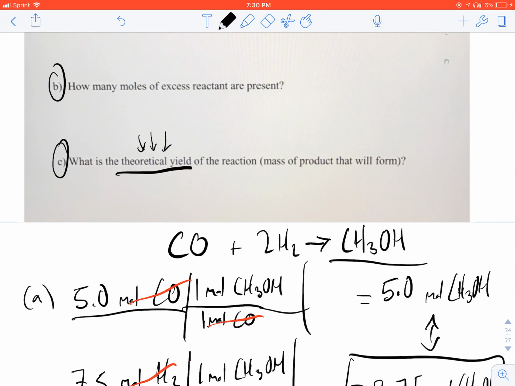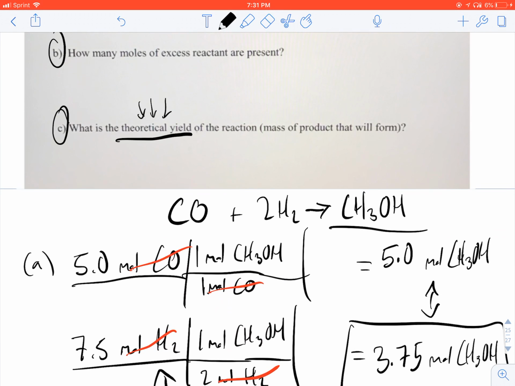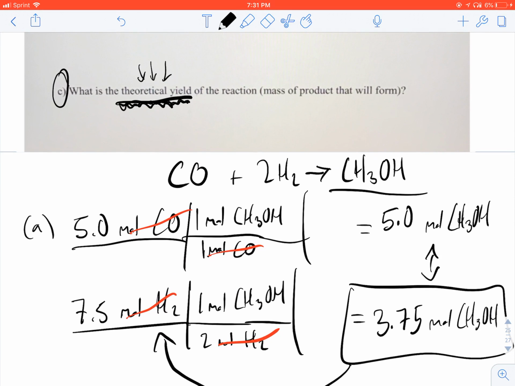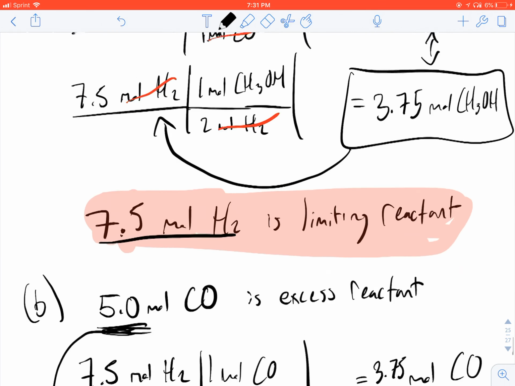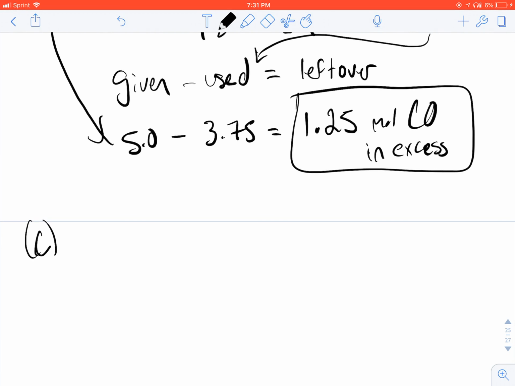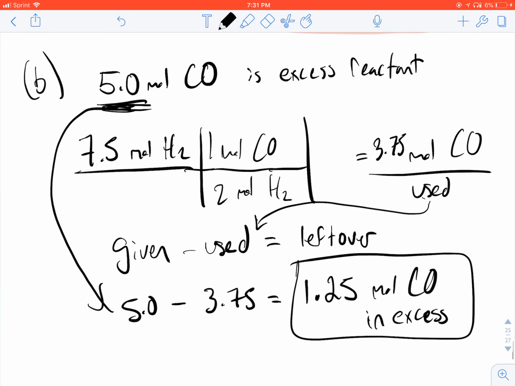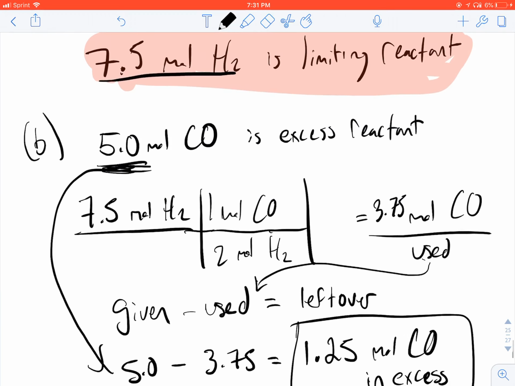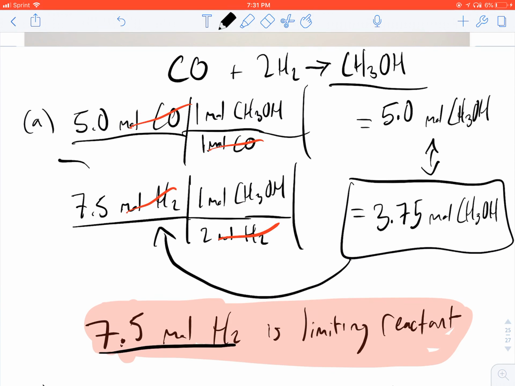Part C. What is the theoretical yield of the reaction? The mass of the product that will form. All right. So remember, theoretical yield, that's one of our new key terms from today. But it's nothing that we haven't dealt with before. So theoretical yield, again, is the amount of product made that we calculate.